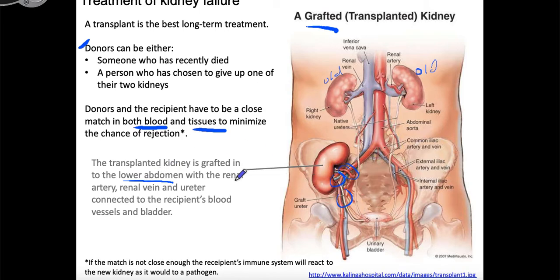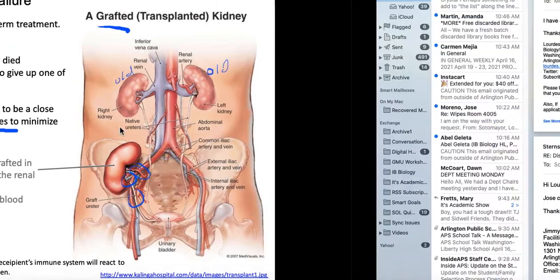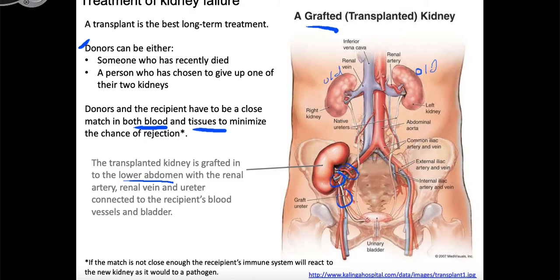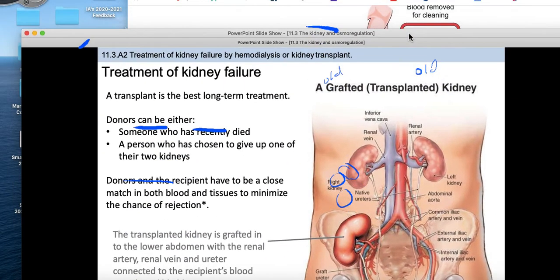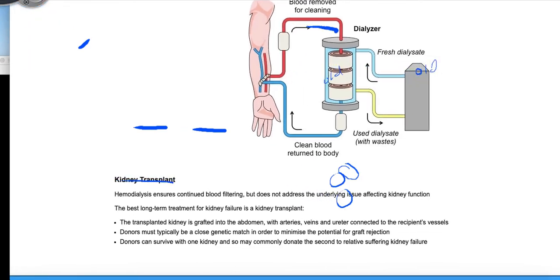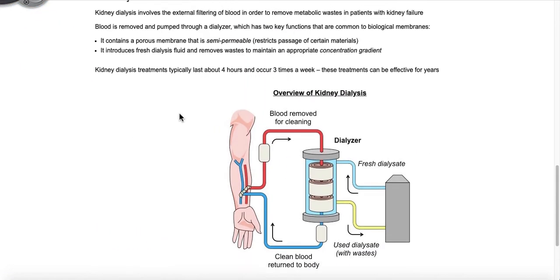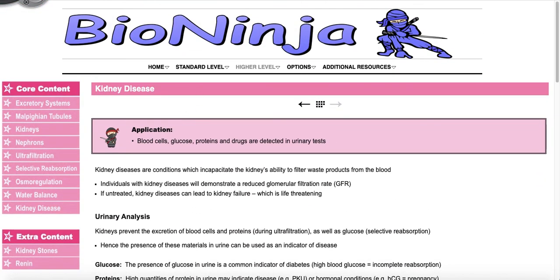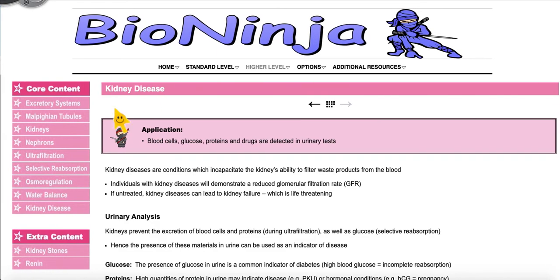So after a kidney transplant, of course, things need to be monitored to make sure that the kidney works properly, to make sure that your body and your immune system is not rejecting that kidney. But kidney transplants have been very successful in the past. So let's see here. That is it for 11.3 kidney disease. And that is it actually for topic 11.3.